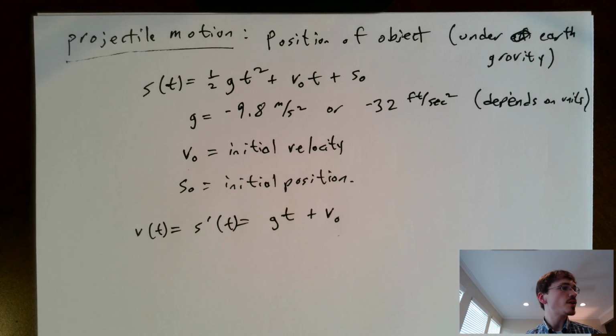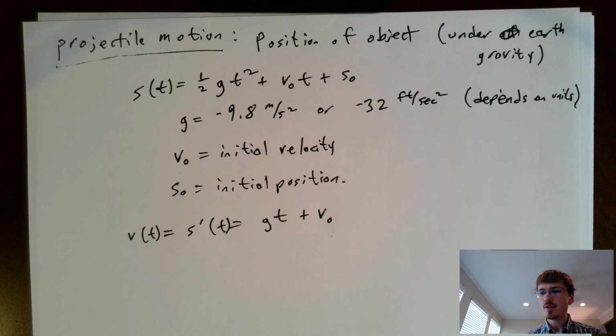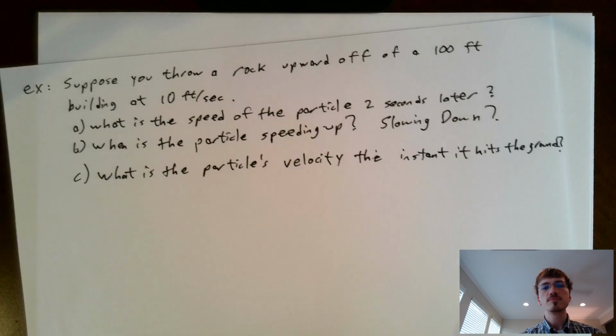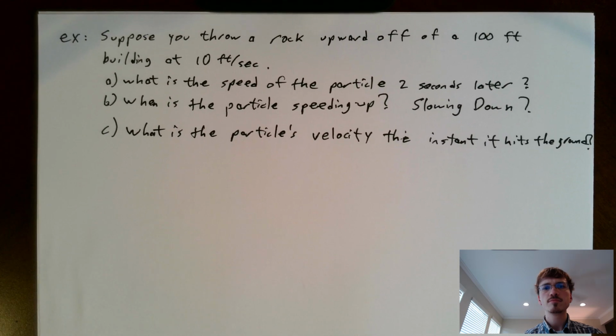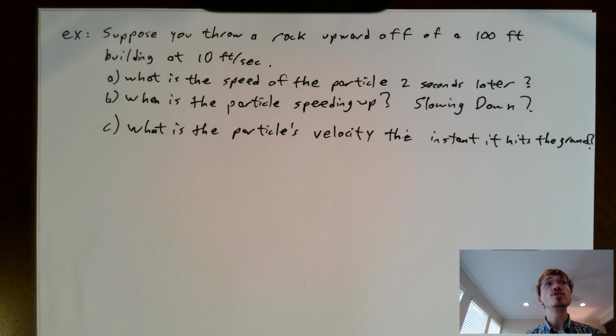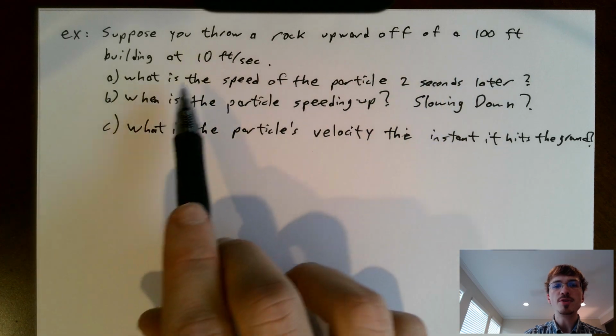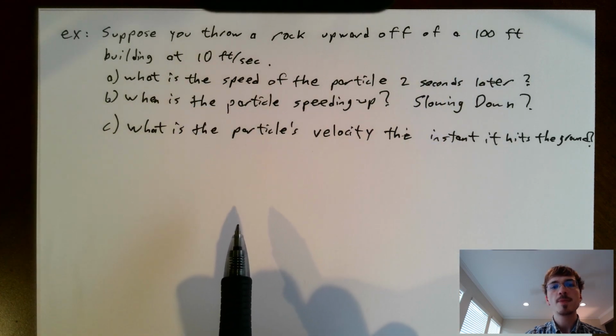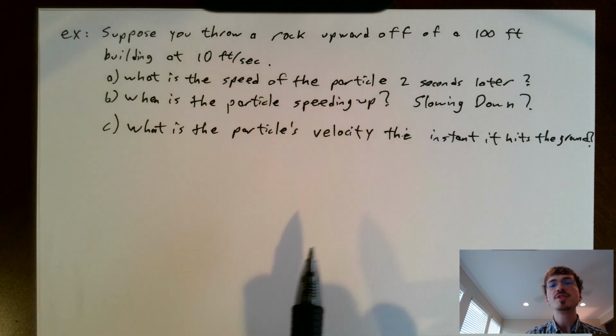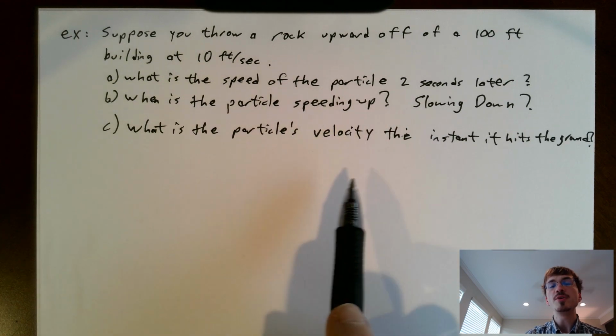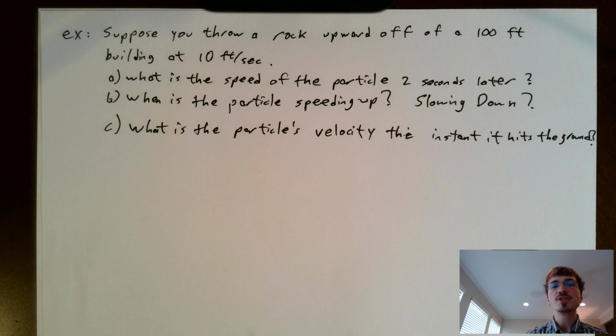So with that, let's work a problem and see how we can answer questions with projectile motion. All right. So let's read this together, and then I want you to pause the video and try to work this for yourself. Suppose you throw a rock upward off of a 100-foot building at 10 feet per second. What is the speed of the particle 2 seconds later? When is the particle speeding up? When is it slowing down? And what is the particle's velocity the instant that it hits the ground? Pause the video and try to work this yourself.